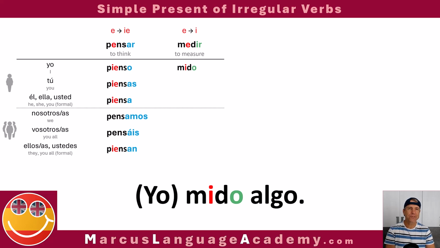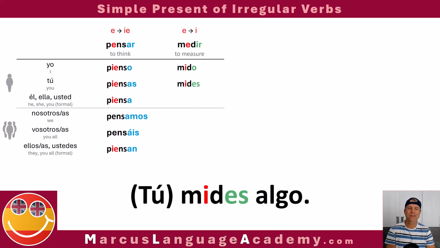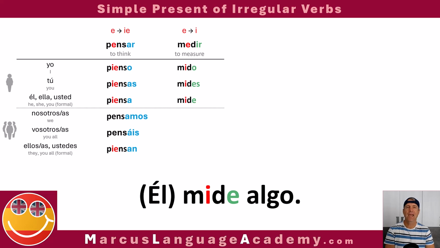And in second person, it says tú mides algo. Mides algo, you measure something. Still irregular, and the ending here is ES because it's a green verb. So the green ending would be ES. In third person, él mide algo. Again, it stays irregular, and the ending would be E.